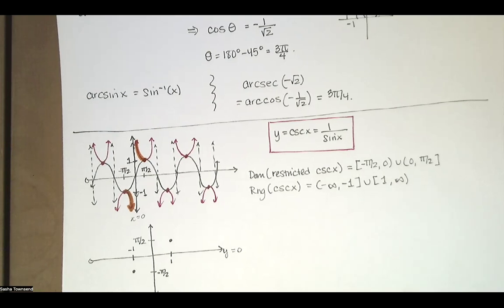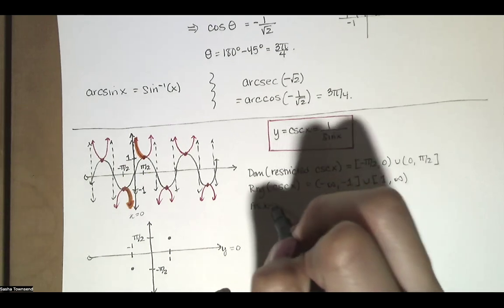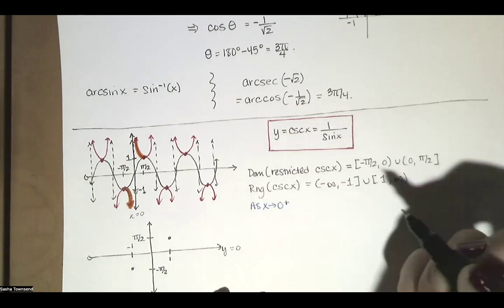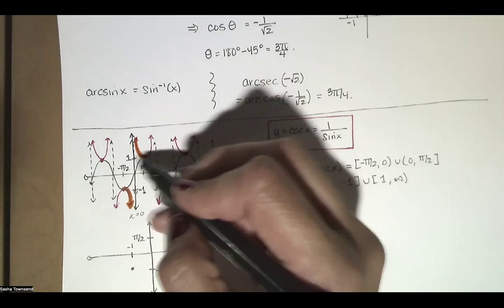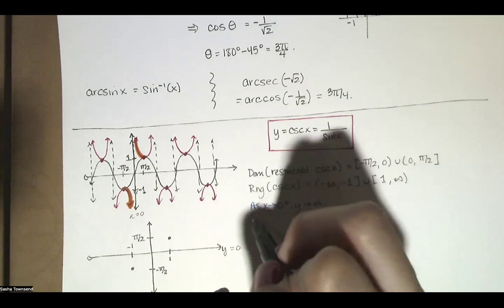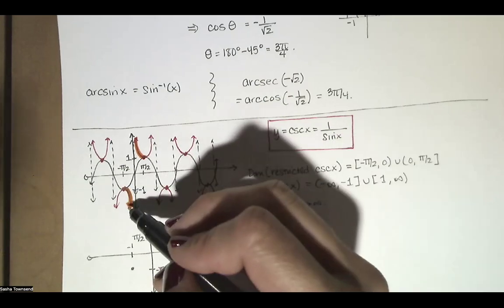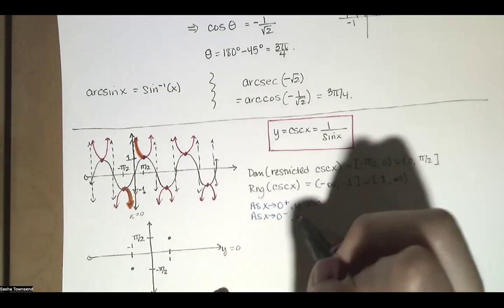And then that limiting behavior. For me, it's helpful to write it out. As x approaches 0 from the right, the y values go to infinity. And as x approaches 0 from the left, the y values go to negative infinity.